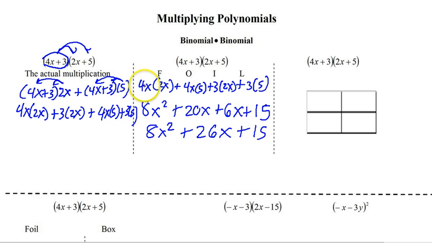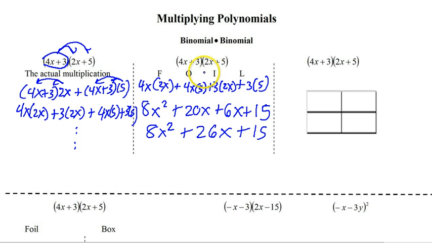So if you look over here, we have 4x times 2x. We also have a 4x times 5 right there. A 3 times 2x right there. And then a 3 times 5. So it's the same exact thing. So instead of doing all of this work, you could just say FOIL, and get the same 4 terms, and it will reduce to the same answer.